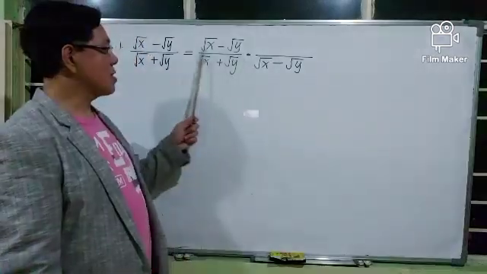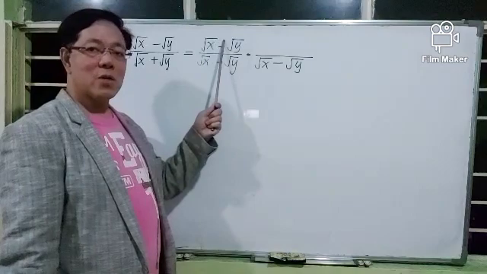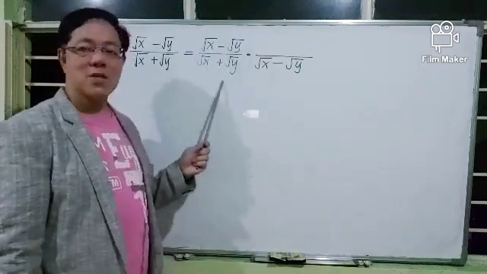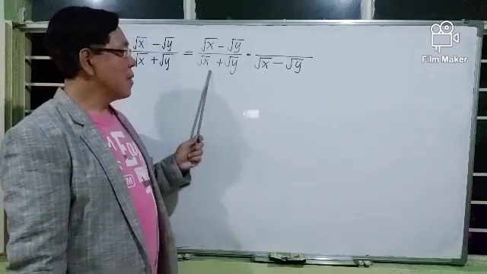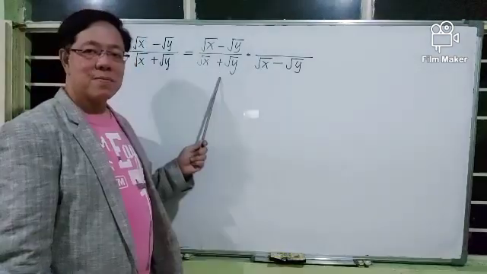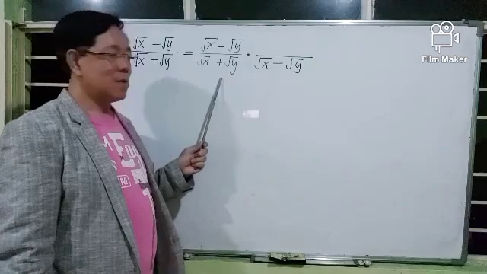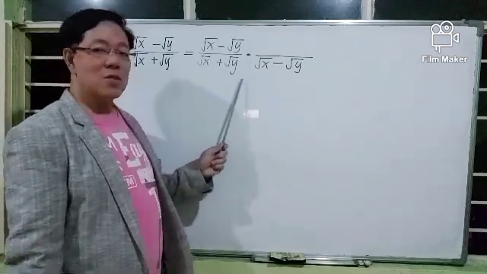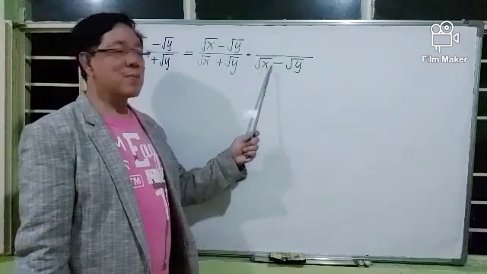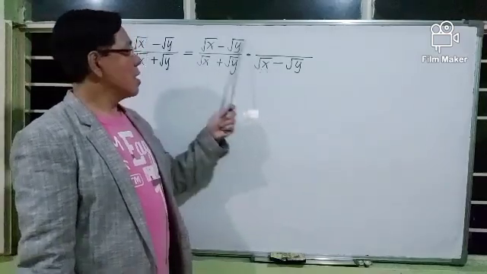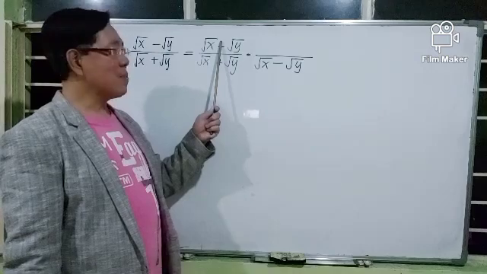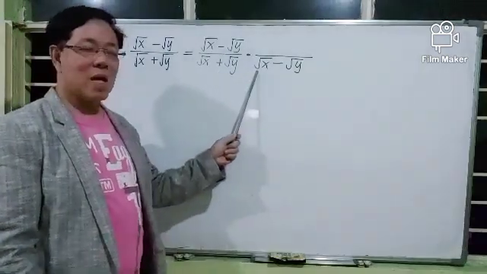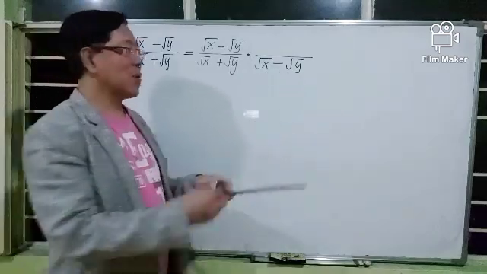And to rationalize the denominator, we multiply the numerator and the denominator of the given rational algebraic expression by the conjugate of the denominator. So we multiply square root of x plus square root of y by its conjugate, which is square root of x minus square root of y. And we also multiply the numerator by the conjugate of the denominator, which is square root of x minus square root of y.